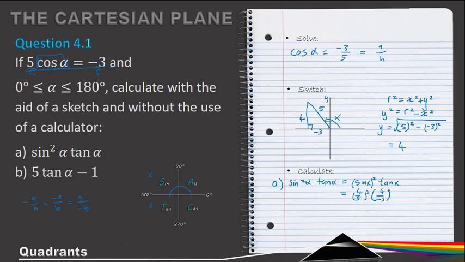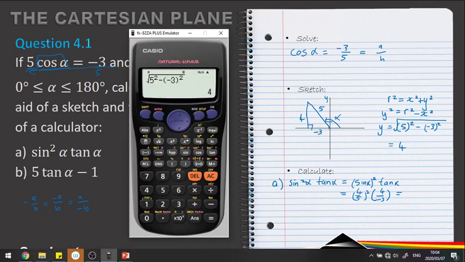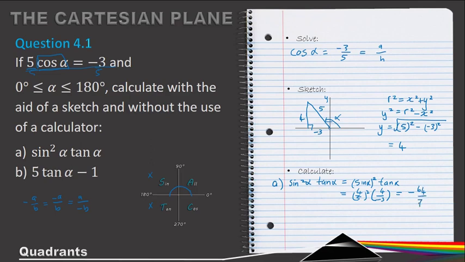4/-3. And the question says calculate without the use of a calculator. But at this point, where you already have substituted your values in, you can use your calculator just to simplify this final answer. So we can substitute it in just like that. So we have 4/5 squared times by, we actually don't need brackets for this final one, times by that 4/-3. So this gives us -64/75. Alright, and then B, we have 5 tan alpha minus 1.